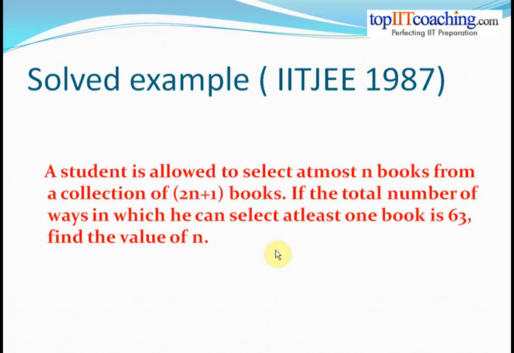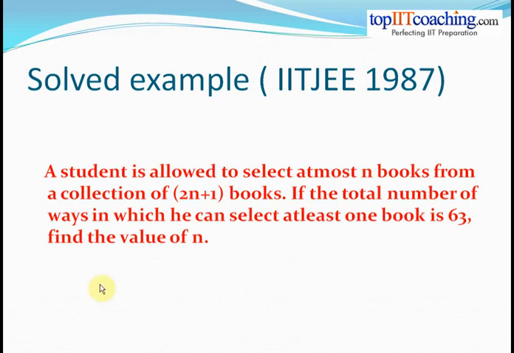Now what we have been given in this question is, we have a total of 2n plus 1 books, and a student is allowed to select at most n books. That is, a maximum of n books he can select. It is given that the total number of ways in which he can select at least one book is 63. So we have been given the clue that the number of ways in which he can select at least one book is 63. According to that, we have to solve and find the value of n.